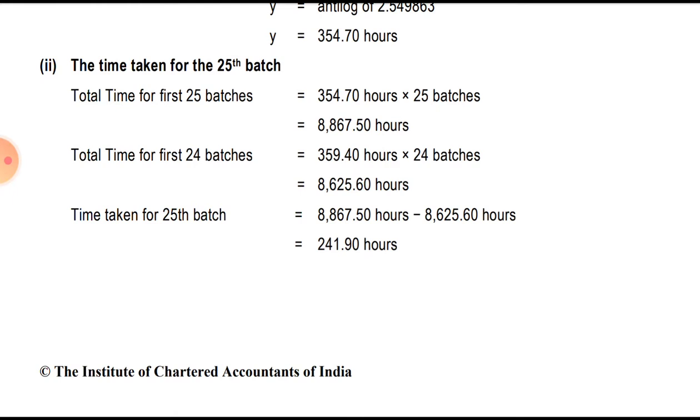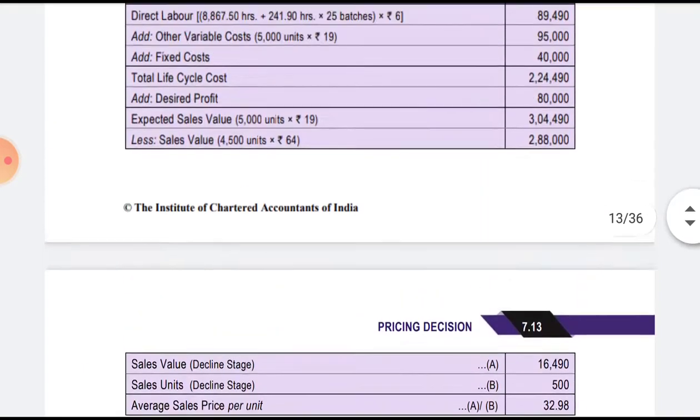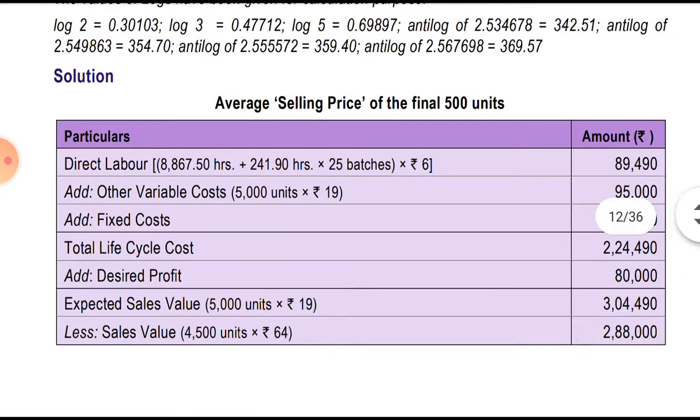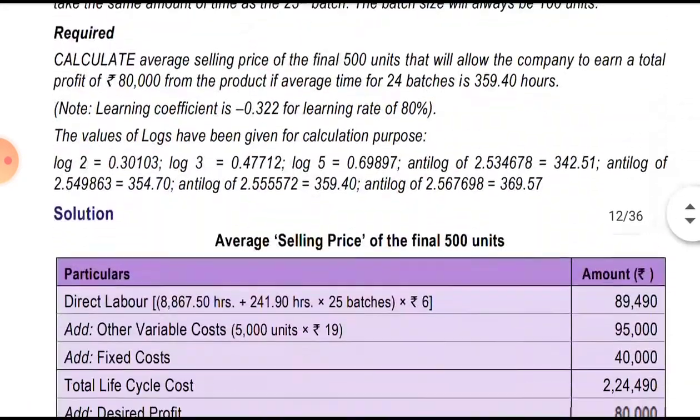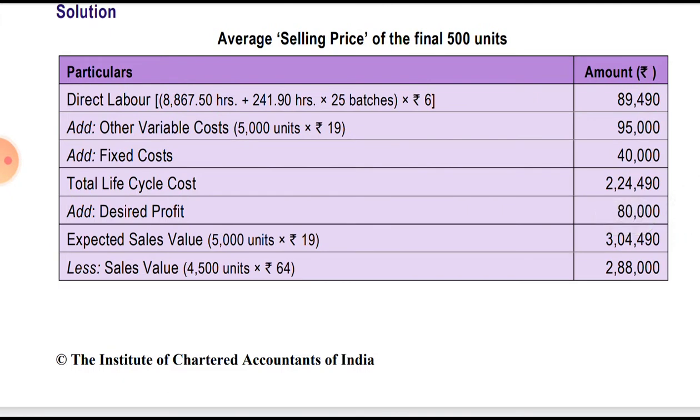So these hours we will multiply with the remaining 25 batches, because there are 50 batches for 5000 units. So till the 25th batch it will be 8867.50 plus 241.9 into 25. So we'll look into the calculation. See, direct labor for the 25th batch is 8867, and for the remaining 25 batches it will be 241.90, the one which we found in the working note, into 25, multiplied by 6, because they have said direct labor cost is 6, which amounts to 89,490.